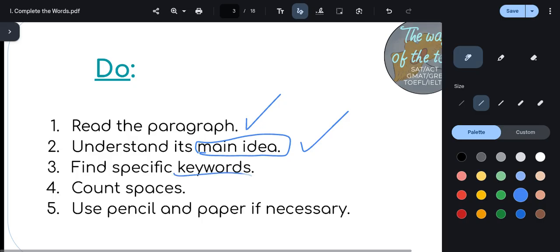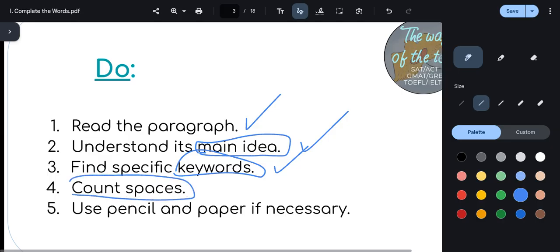Then we're going to find specific keywords. As I mentioned in the previous video, what a keyword is depends on the question, depends on the type of text. So if this is all about dinosaurs, keywords may be the actions that the dinosaurs are performing, or maybe even the types of dinosaurs, or anything that is going to give us the extra information or the specific information that we want. Then we're going to count spaces.